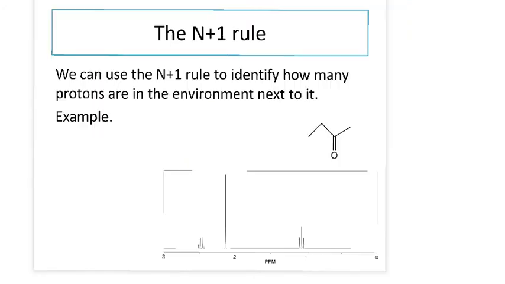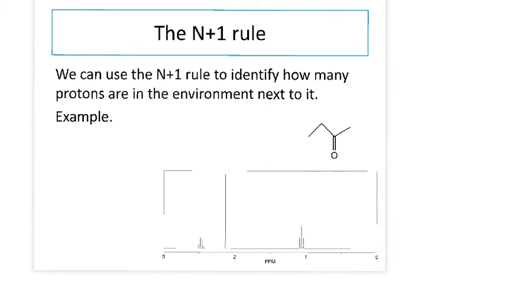So we can use the n+1 rule to identify how many protons are in the environment next to it. And I think on the previous slide I forgot to say what n was. So n is the number of adjacent hydrogens, so it's the number of hydrogens on the carbon next to the carbon that the proton you are looking at is on.